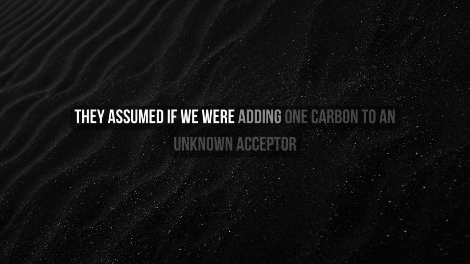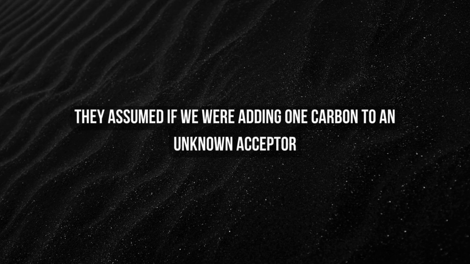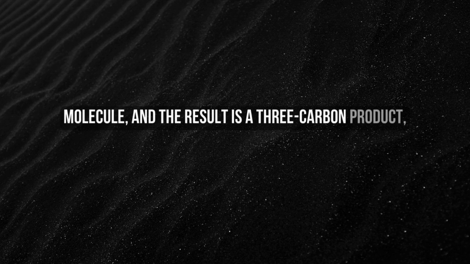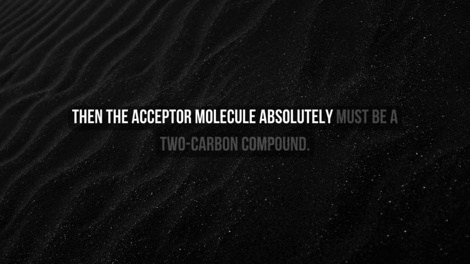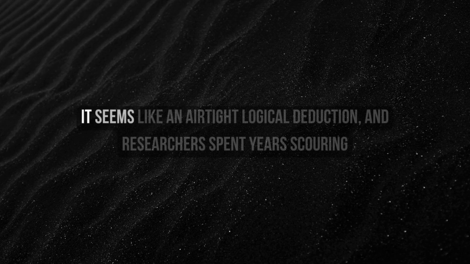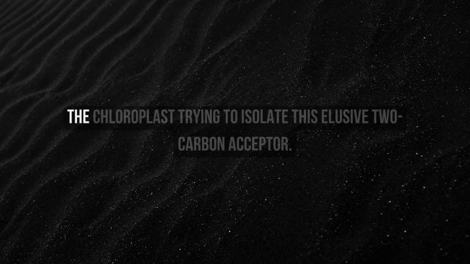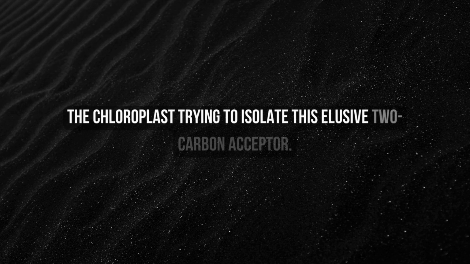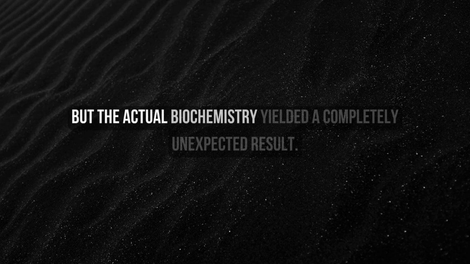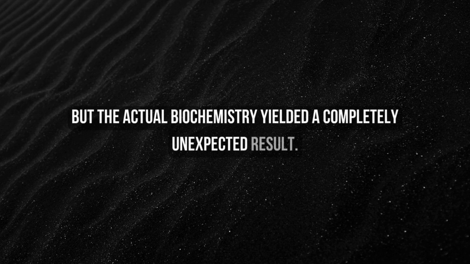They assumed if we were adding 1 carbon to an unknown acceptor molecule and the result is a 3-carbon product, then the acceptor molecule absolutely must be a 2-carbon compound. 1 plus 2 equals 3. It seems like an airtight logical deduction, and researchers spent years scouring the chloroplast trying to isolate this elusive 2-carbon acceptor. But the actual biochemistry yielded a completely unexpected result.